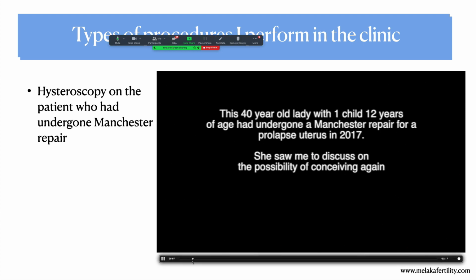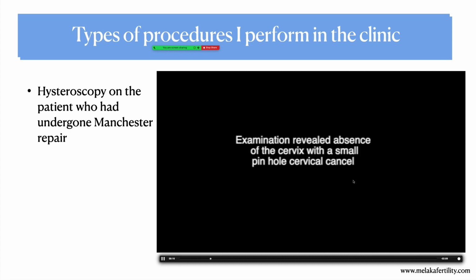Let me fast forward. So it's a 40-year-old lady, one child, 14 years of age. She underwent a Manchester repair for prolapse of the uterus in 2017, and she saw me to discuss the possibility of conceiving again. So I noticed that her cervix was almost absent and there was a small pinhole cervical canal.